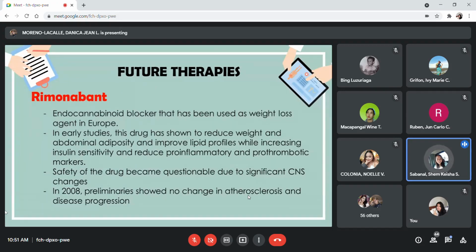Next we have rimonabant. Rimonabant is an endocannabinoid blocker that has been used in Europe as a weight loss agent. This drug has been shown to reduce weight and abdominal adiposity and improve lipid profiles while increasing insulin sensitivity and reducing pro-inflammatory and pro-thrombotic markers. However, in 2008, preliminary results showed no change in atherosclerosis and disease progression. The safety of the drug became questionable due to significant CNS changes. At present, there are still lots of studies about future therapies for the treatment of atheromas and CAD.